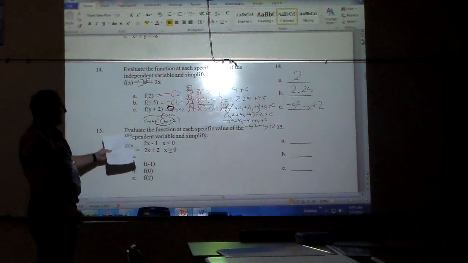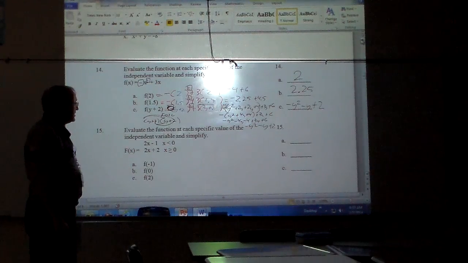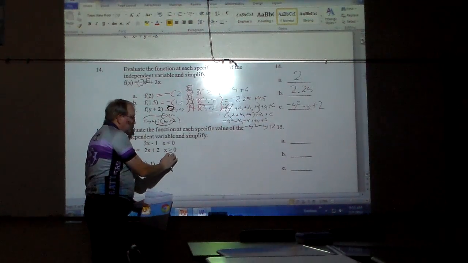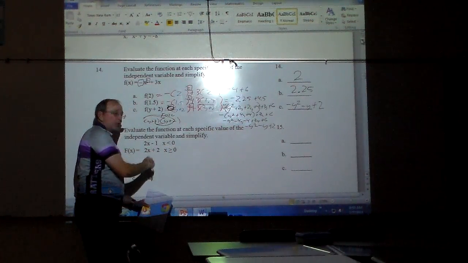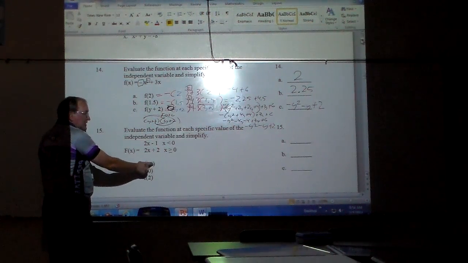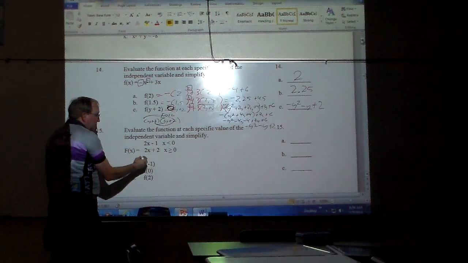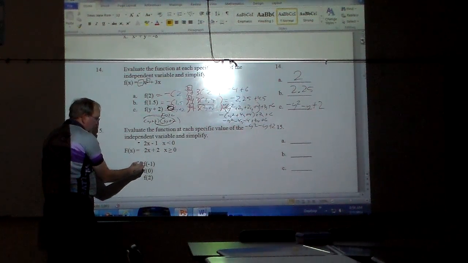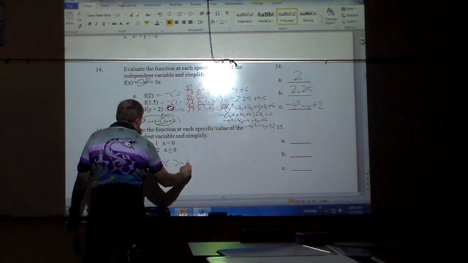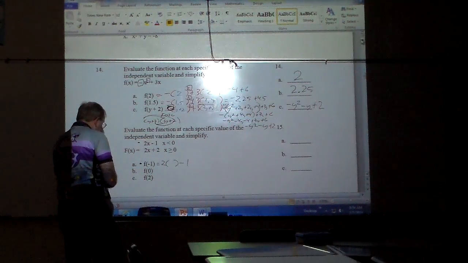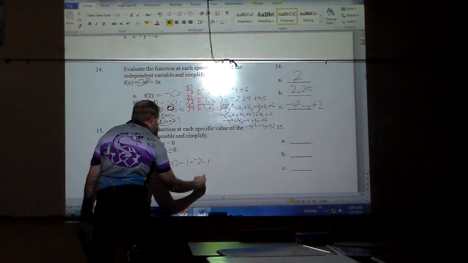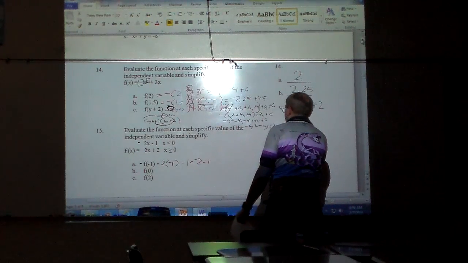Now, I'm going to do the same thing right here, except this one is a piecewise function, which means this. If x is 0 or positive, I use this one. And if x is negative, I use the top formula. So let's look at f of negative 1. This is a negative number, so it is less than 0, so I'm going to use the top formula, 2 times, parentheses, plugging in negative 1. Well, 2 times negative 1 is negative 2, minus 1 makes negative 3 for an answer.